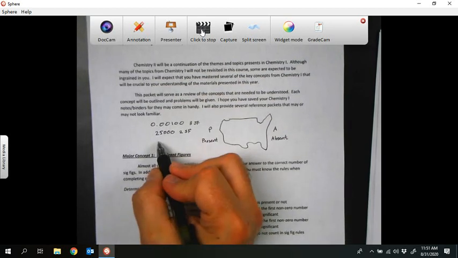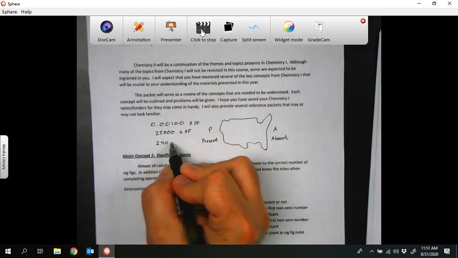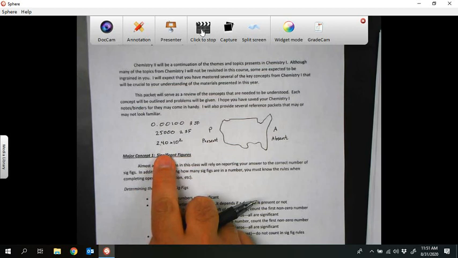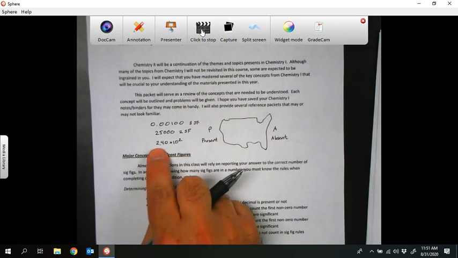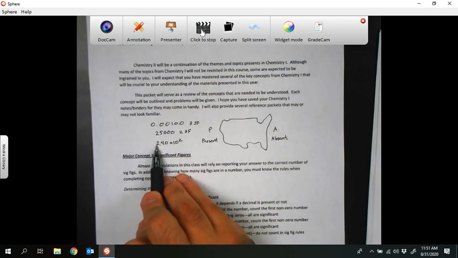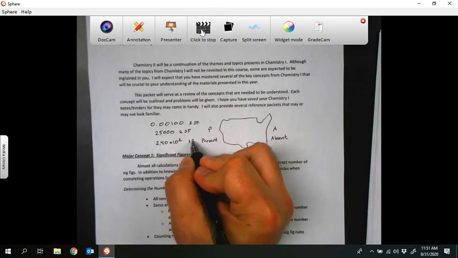Even if something is in scientific notation. So 2.40 times 10 to the second, there's a decimal present. So we just look at this part of the number, we ignore the times 10 to the, and there's a decimal present, first non-zero number we come to, and everything after it, 1, 2, 3, 3 significant figures.